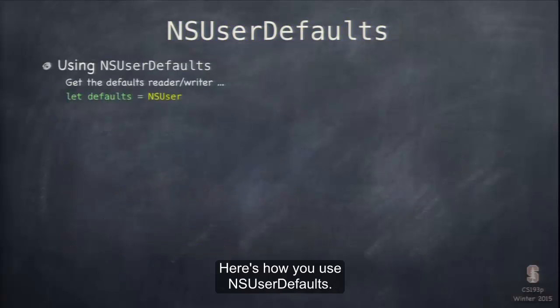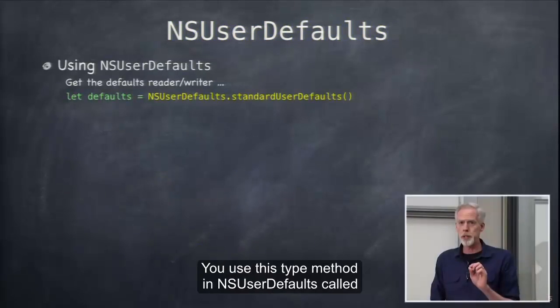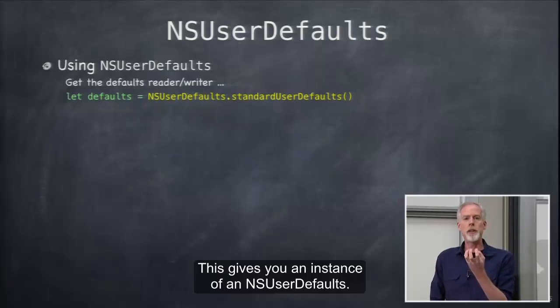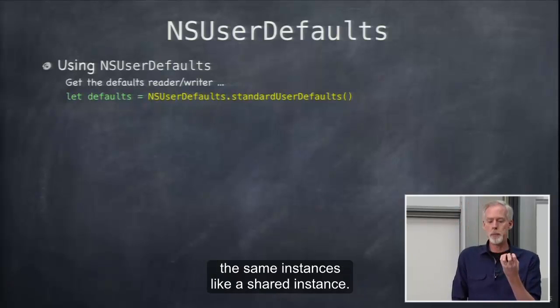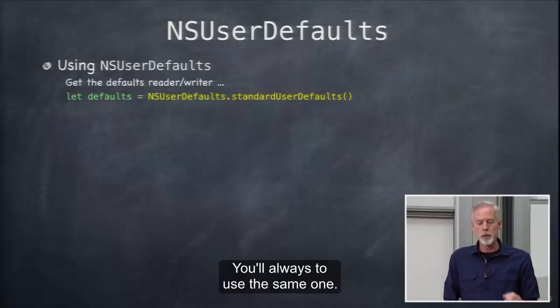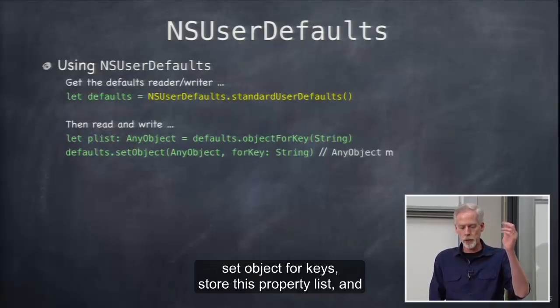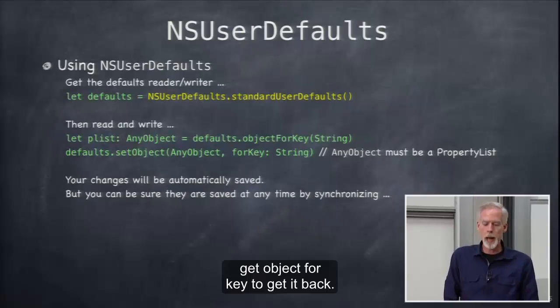Here's how you use NSUserDefaults. You use this type method in NSUserDefaults called standardUserDefaults. This gives you an instance of an NSUserDefaults. You're always going to use this same instance. It's like a shared instance. We always use the same one. And then you just send it messages like, you know, setObject forKey, store this property list, and objectForKey to get it back.